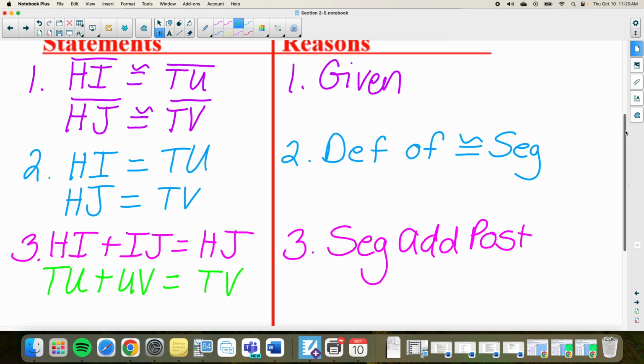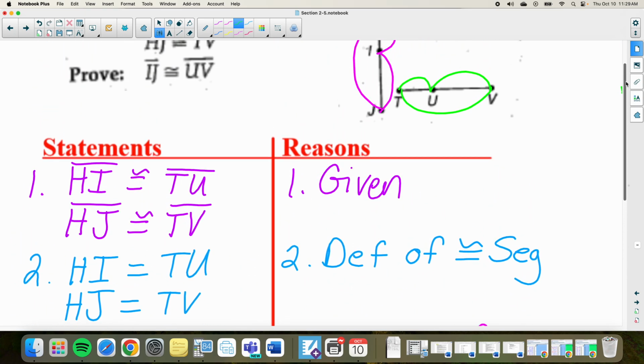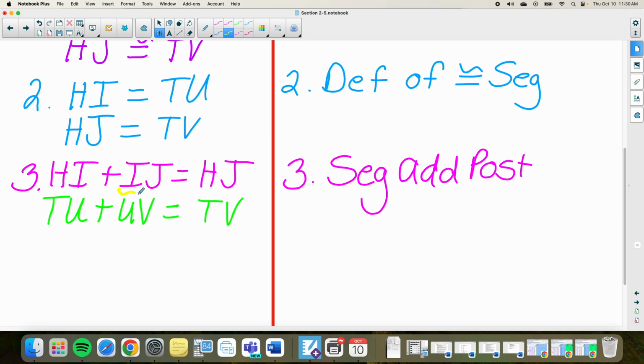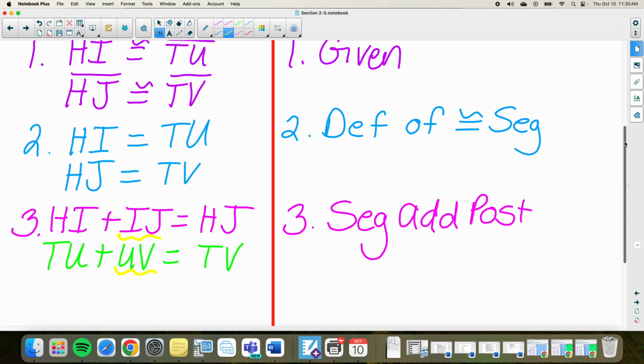Now, what I want eventually, if I look up here, I want IJ and UV to be the same. And right now I'm a ways away from that, okay? But what I do know from right here is I know that HJ and TV are the same. Do you guys get it? These 2 sides are equal. Wouldn't that make these 2 sides equal? Yes. Do you understand that?